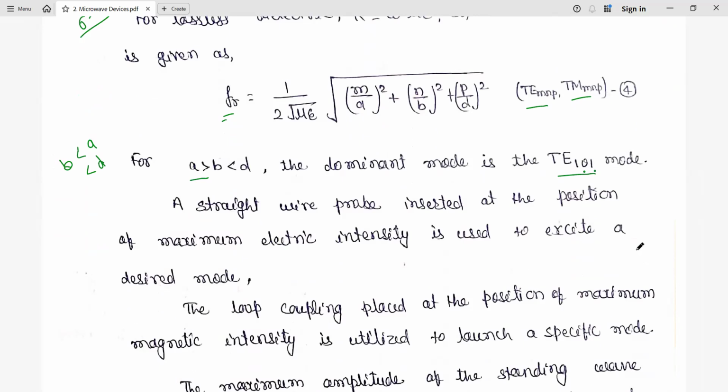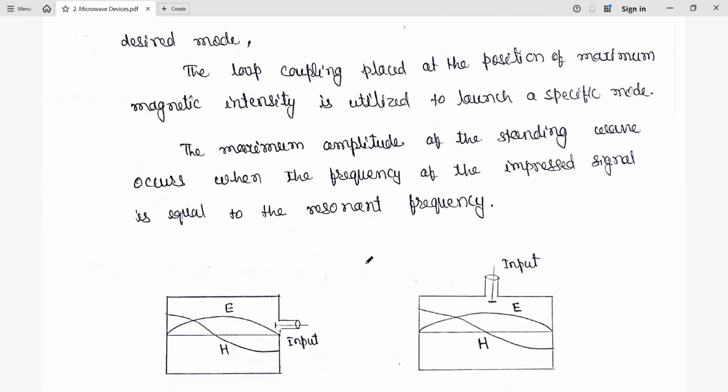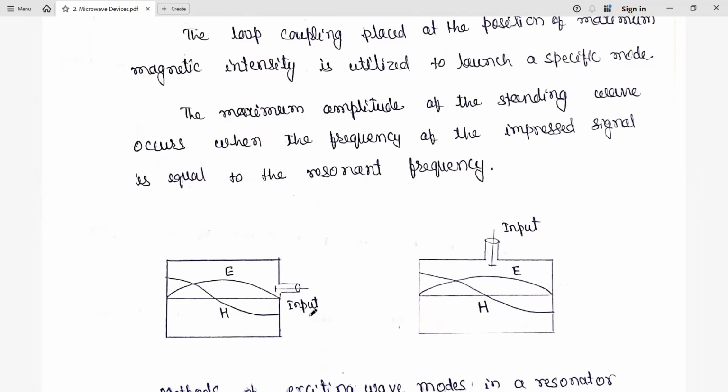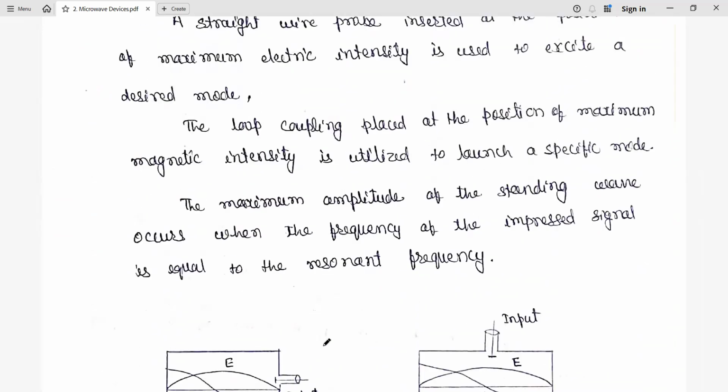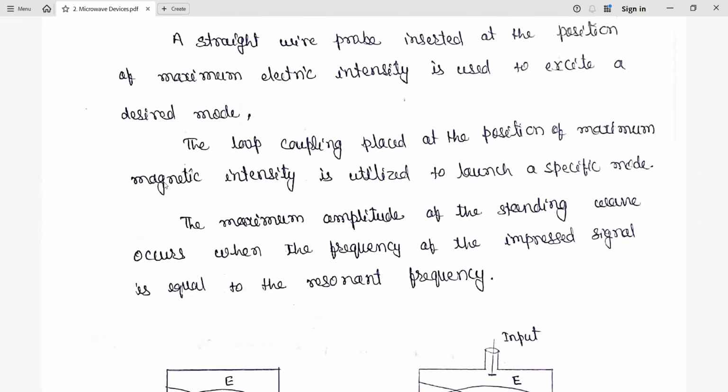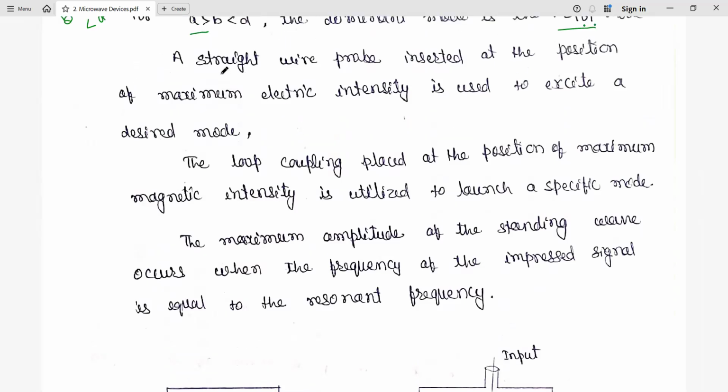So at the point where we have maximum electric intensity, a straight wire probe should be inserted so that the particular desired mode can be obtained. You can see that here with the help of the diagram. And the loop coupling is placed at the position of maximum magnetic intensity. So the straight probe was placed at the position of maximum electric intensity, whereas for the loop coupling, the position of maximum magnetic intensity is utilized to launch the specific mode.